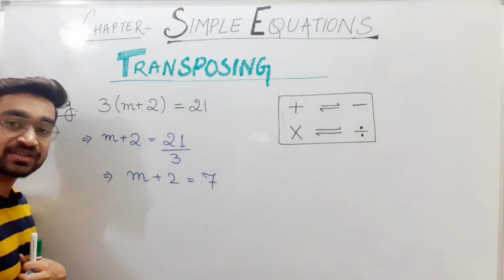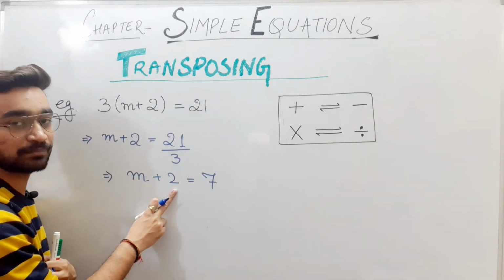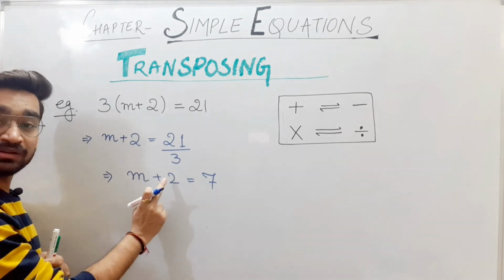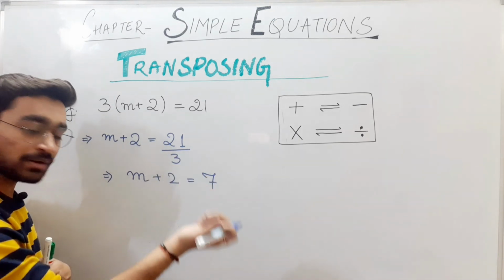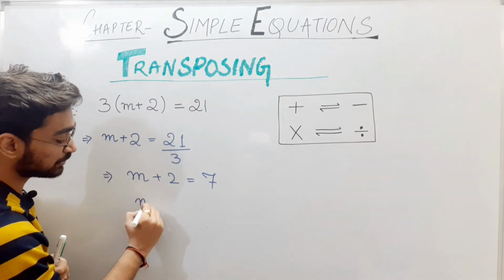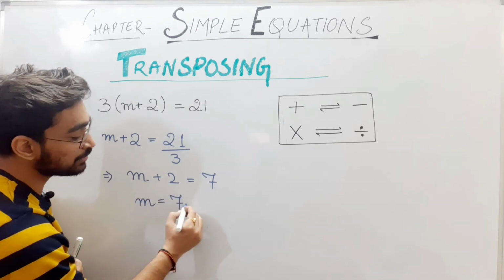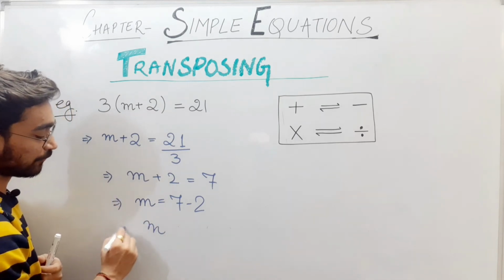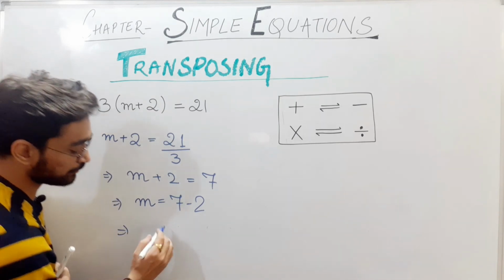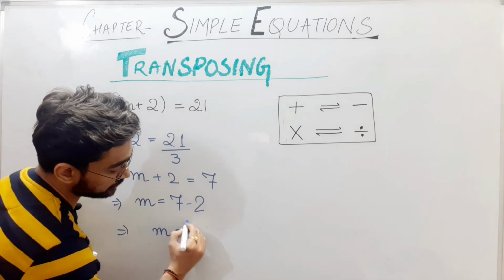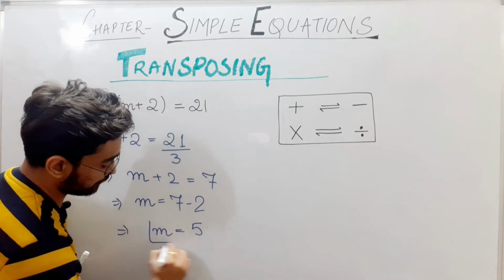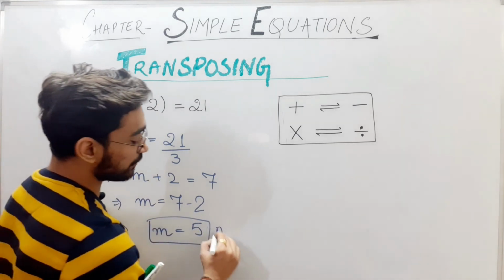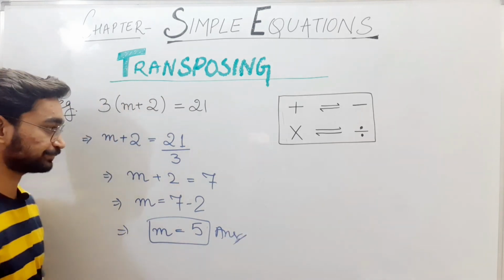Now which number will jump first? This number will jump. The 2 is positive here, it will go here in minus. So m will be equals to 7 minus 2. Then the value of m will be equals to how much? 7 minus 2, 5. Very good. So this will be our answer.